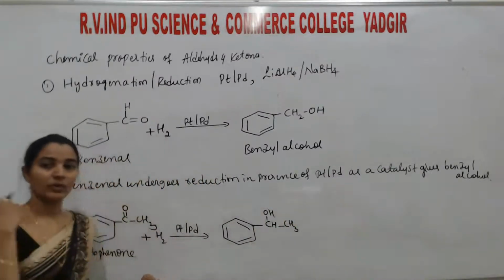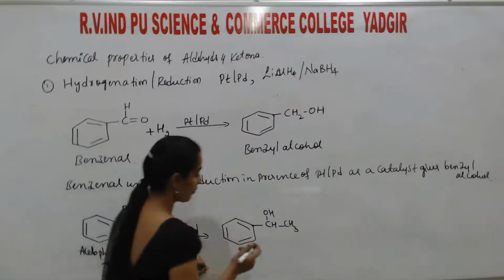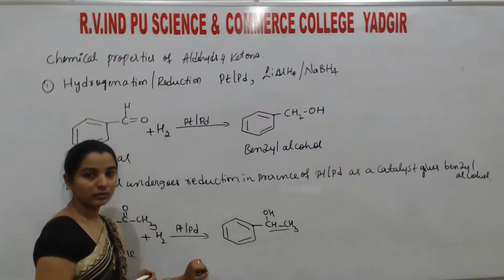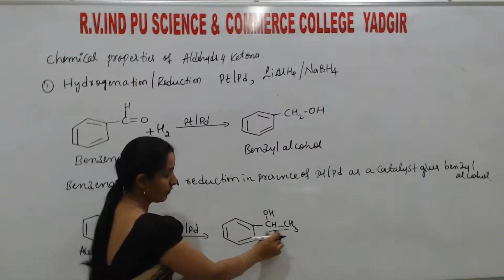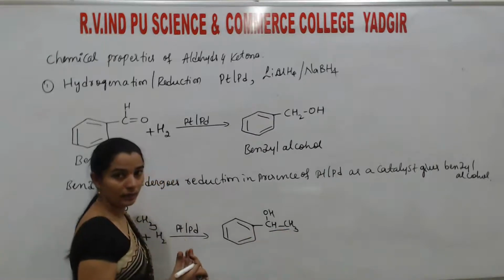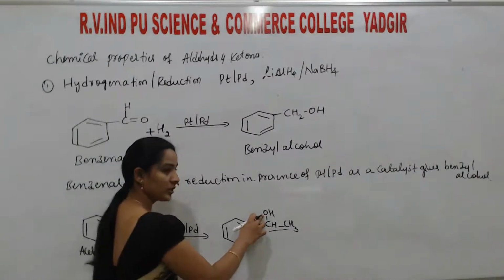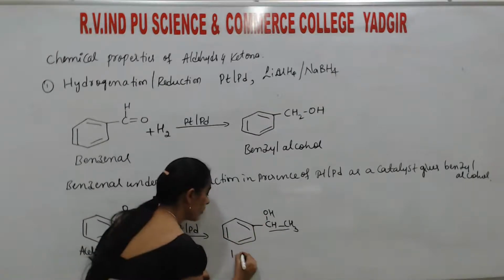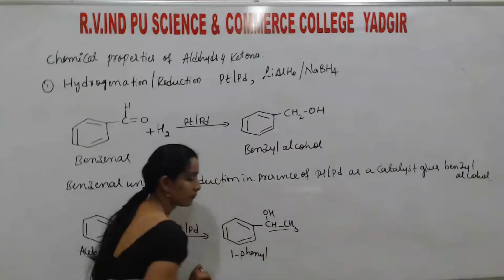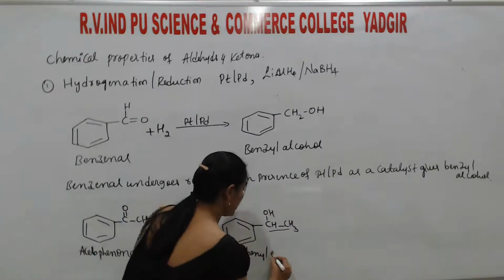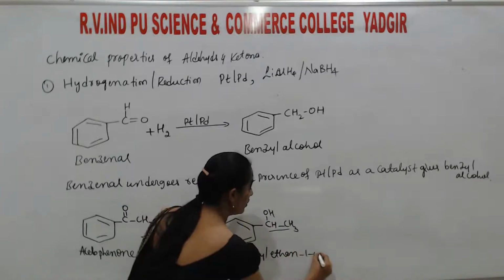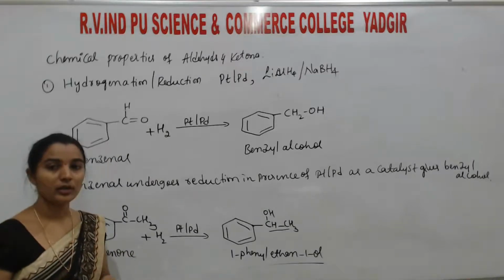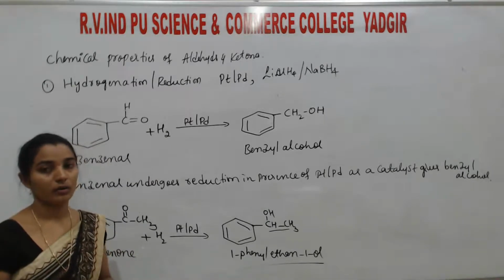Okay, so students, what is the name of this compound? You have to take this one as the parent chain. This one is the parent chain with two carbon atoms, means ethane. At the first carbon atom OH is attached. At the first carbon atom C6H5 is attached. So it is 1-phenylethan-1-ol. This is the name of the compound: 1-phenylethan-1-ol.